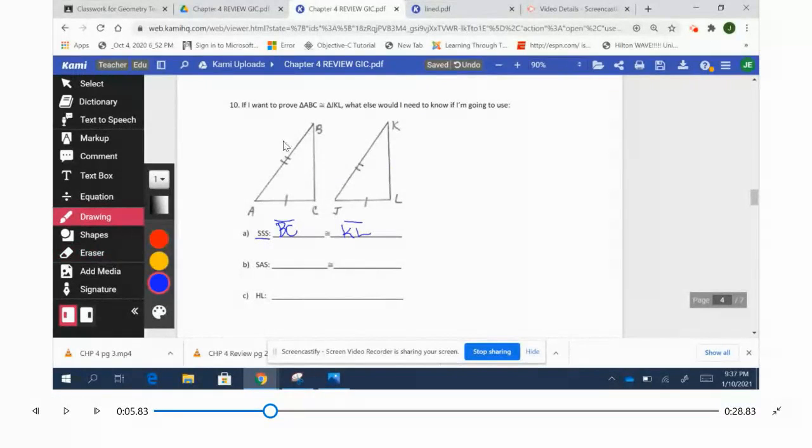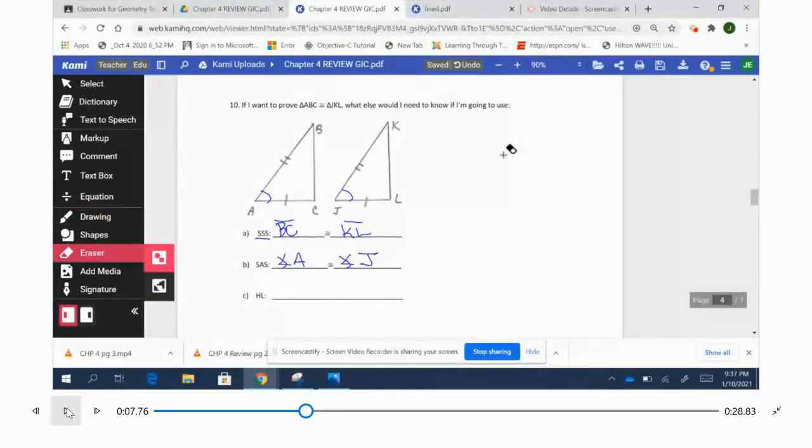Okay, now go to B. The same initial pieces of information, but now they're asking you to prove it by side, angle, side. Now you have to give them a pair of angles that are congruent, but it's got to be the included angles. So if you look at the sides that are marked, AB and AC, the only angle that can be the included angle is angle A. If you pick angle B or angle C, you're going to end up with side-side-angle, and that doesn't work. So it's got to be angle A is congruent to angle J. So that will let us prove it by side, angle, side.